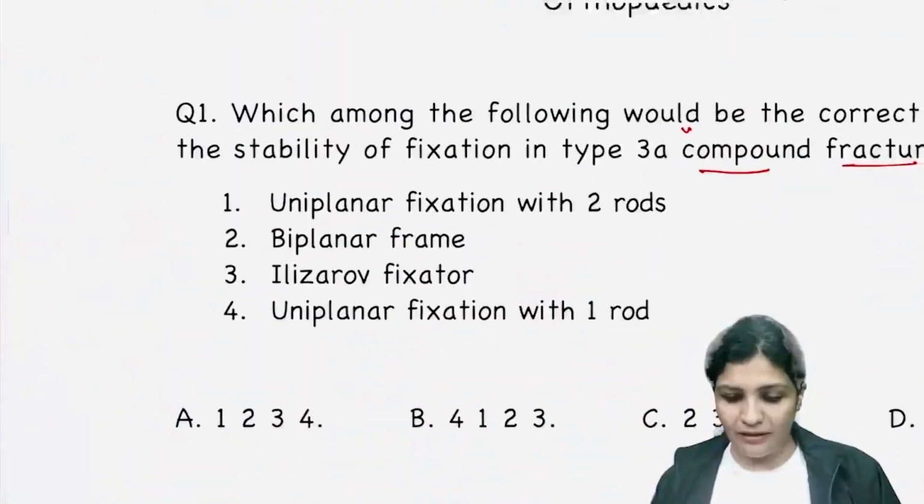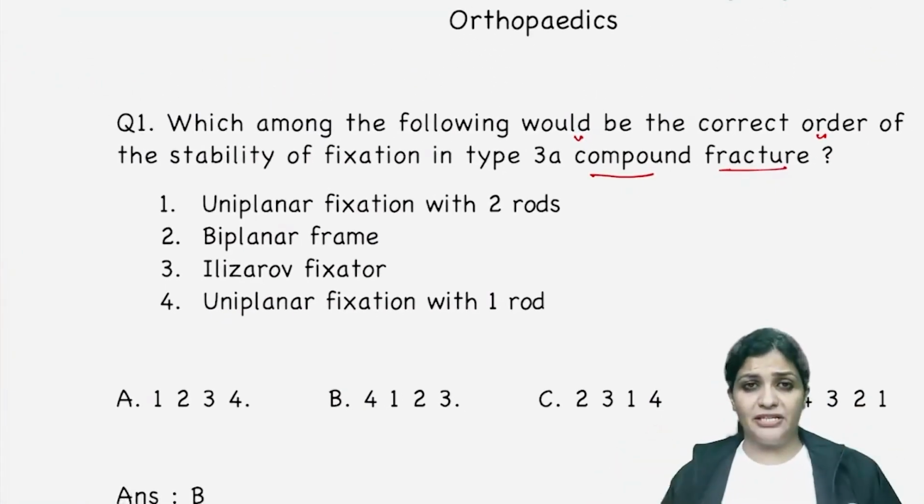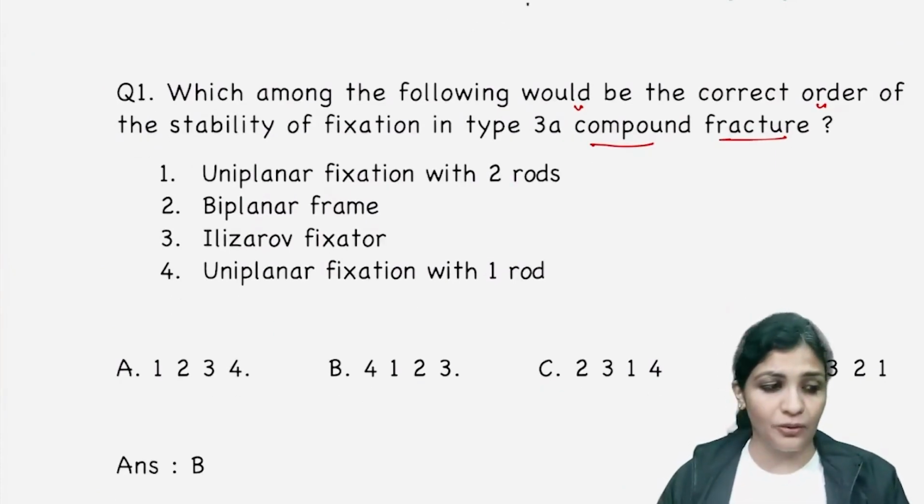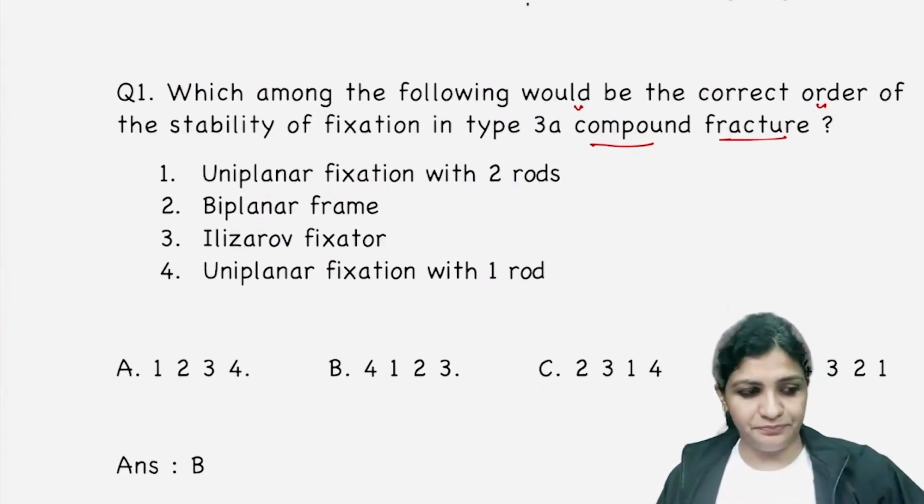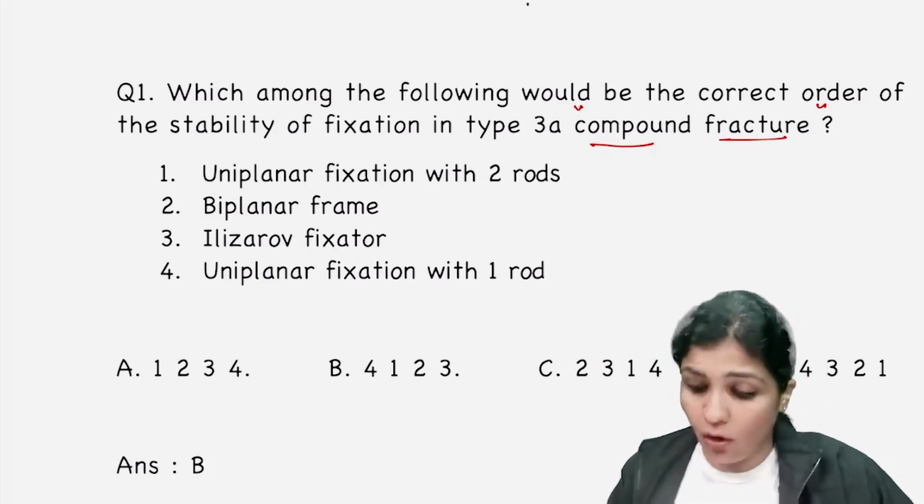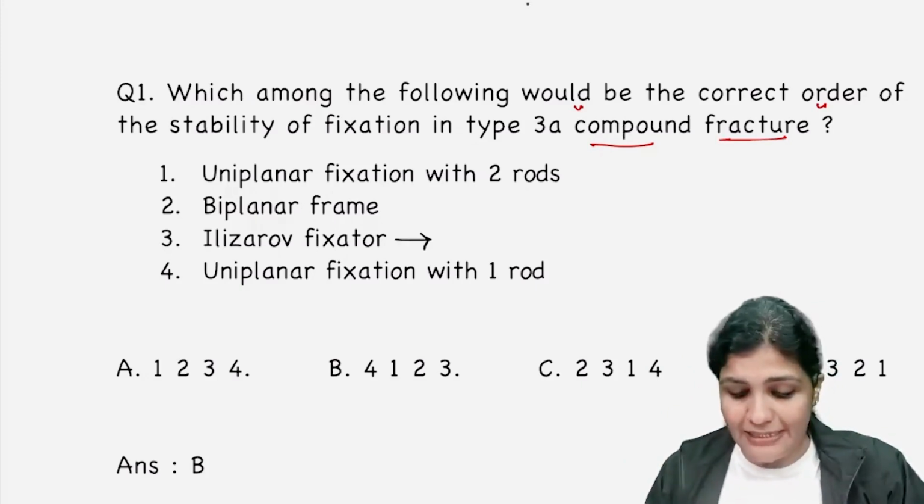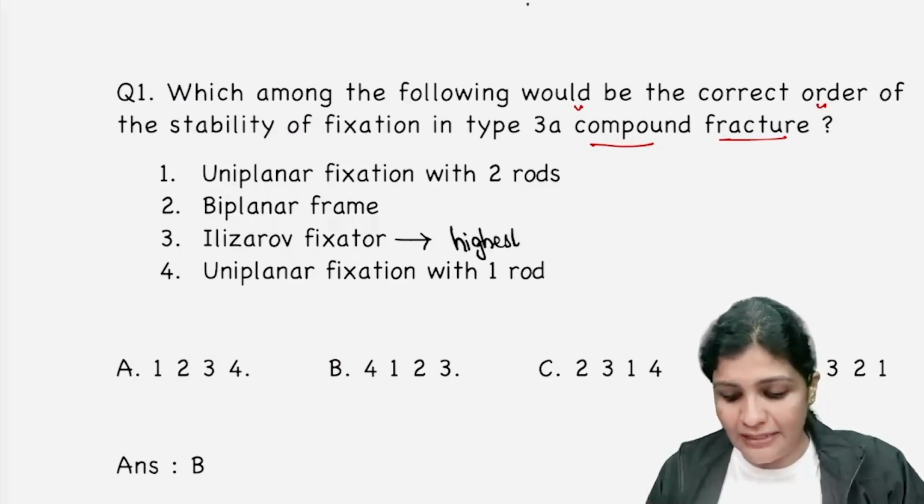Okay, now let us go back to the question here. Having understood so much about the stability of the fixation, now answer this question without looking at the answer here. So what would be the correct order of fixation? First, I have already told you that Ilizarov fixation gives you the highest stability, right? So this is the 360 degrees. So this is the highest stability.